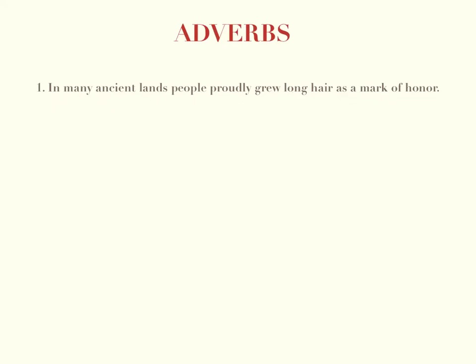All right, now that we have a good overview of what adverbs do in a sentence, let's see if we can practice with some example sentences and find the adverb. So in our first sentence: in many ancient lands, people proudly grew long hair as a mark of honor. See if you can find what the adverb is in this sentence. Underline the adverb twice, and then draw an arrow to the word, whether it's a verb, adjective, or an adverb, that the adverb is modifying.